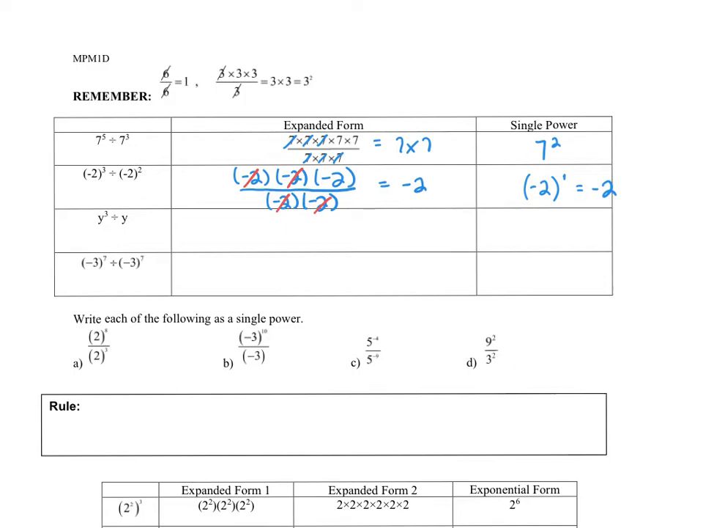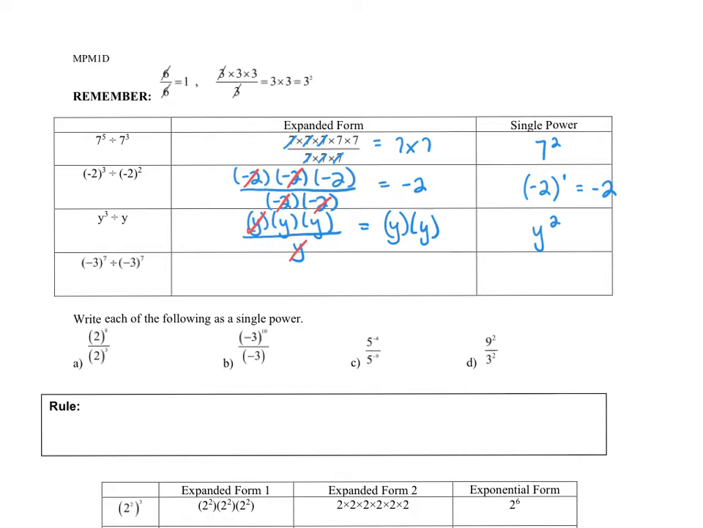In the third example, we have y cubed divided by y. So the numerator is y times y times y, and the denominator is just y. Again, the exponent on the y is 1, so we just have a y in the denominator. So let's cross off a y from the top and the bottom to get y times y, which is y squared.